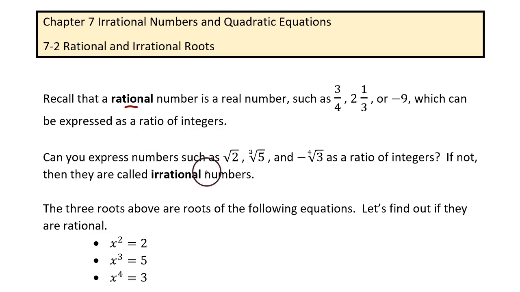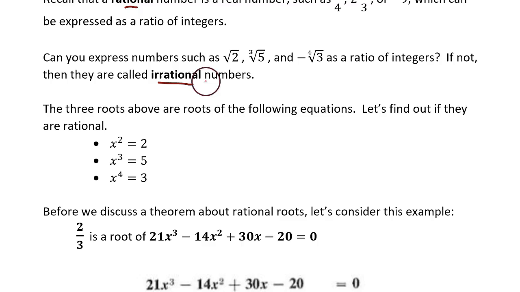Can you express numbers such as the square root of 2, the cube root of 5, and negative the fourth root of 3 as a ratio of integers? If not, then they are not rational numbers, they are called irrational numbers. These three roots are roots of the following equations. Let's find out if they are rational.